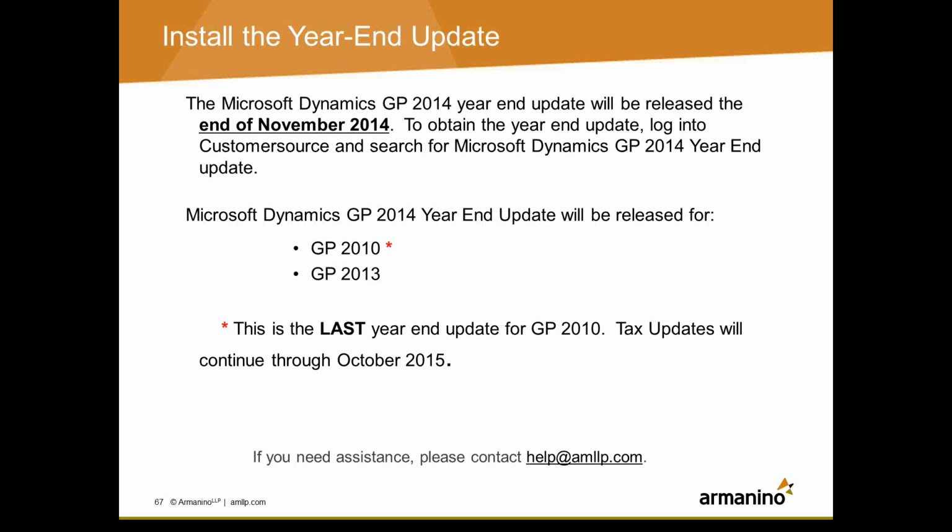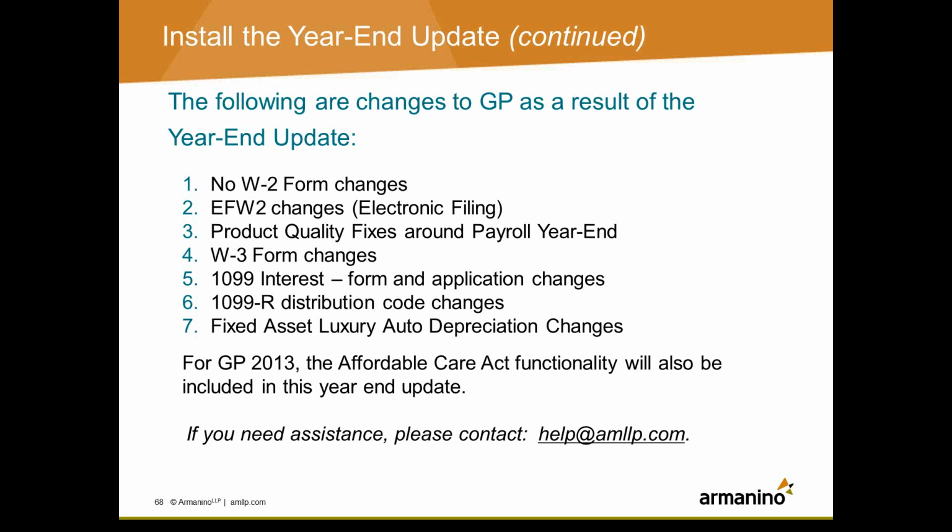In the year-end update that you will be installing, we have changes to the W-2 electronic file, some product quality fixes, and payroll fixes around the payroll year-end procedures. We have adjustments to the W-3 form changes, code changes for the 1099-R, and again, most notably, the Affordable Care Act functionality will be there for the GP 2013 version. We will need to have more reporting done in the calendar year 2015, and so if you do not move to that new version, you will not get this additional functionality and features.